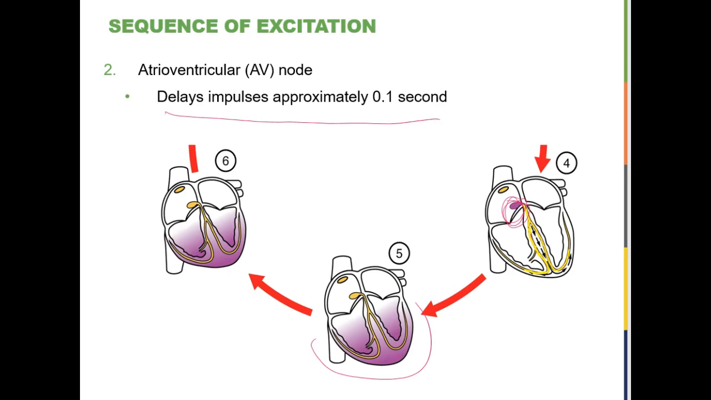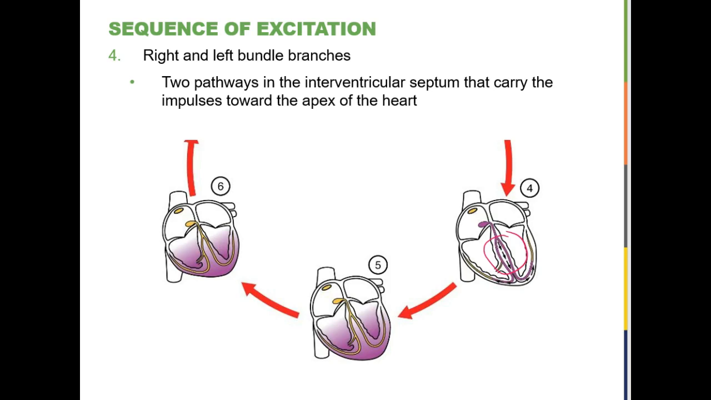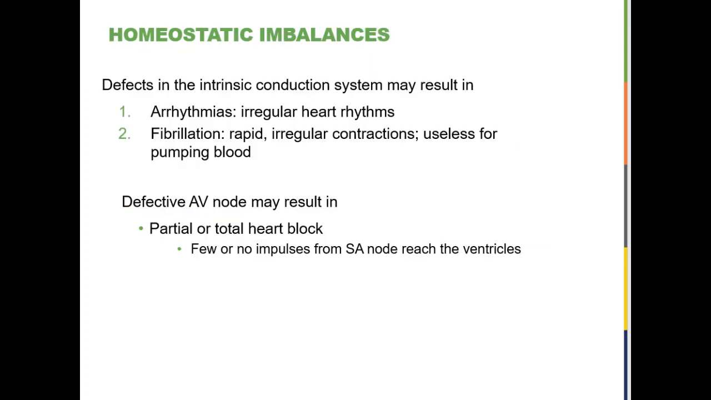It'll then travel to the AV node, where it pauses for a tenth of a second. Then it travels through the AV bundle, which connects the atria to the ventricles. Then the bundle branches carry it down the septum, and the Purkinje fibers run from the apex up through the walls of the ventricles, causing the ventricular walls to uniformly depolarize. So that's the whole thing. It's 5 sentences or 5 sentence fragments, but you need to be able to type that whole thing out on the next exam.